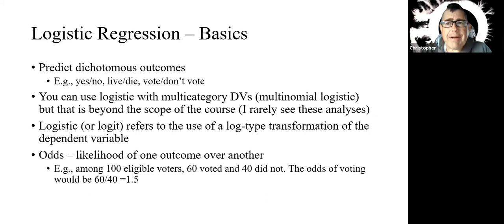We also talk about odds. That is the likelihood of one outcome over another. So for example, among 100 eligible voters, we might have 60 who voted and 40 who did not. We would say there that the odds of voting would be 60 over 40, the people who voted over those who didn't vote, for an odds of 1.5. That's all what we're talking about with odds. It's basically how many more people voted than didn't in this example, or what proportion more.